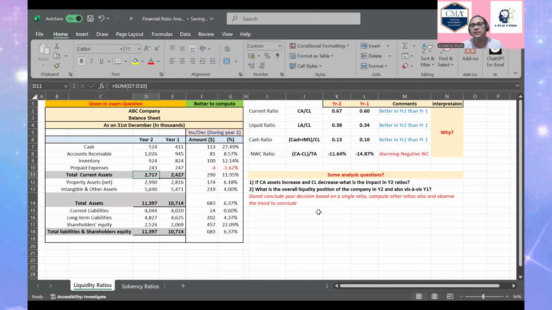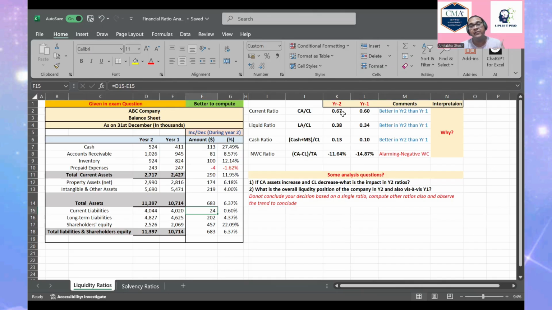Now here another interesting thing that may come in is that a question might be asked that if we compare the current ratio or liquid ratio or cash ratio and see the increases that happen in year 2, what has driven this particular change? Who is the key driver in the change? So if we analyze the current ratio, our current assets has increased by 11.95% because the change is 290. Our current liabilities also increased, but it is a marginal increase of just 0.60%.